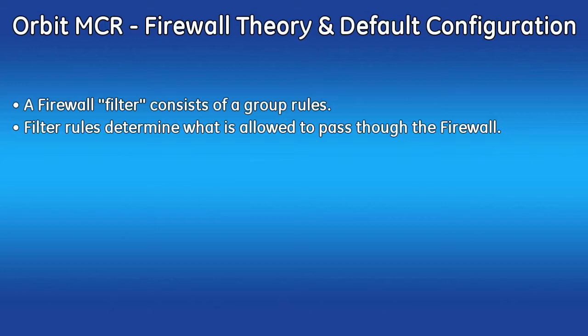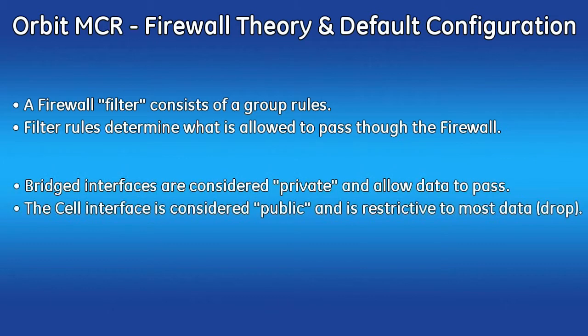These rules determine what IP packets are allowed in and out of the orbit. By default, all interfaces, besides the cell interface, are bridged. This means that they use the bridge IP address and firewall filter settings. Since the bridge is typically not connected to a public network, the firewall rules associated with the bridge allow all traffic to flow in and out. In contrast, the cell is a public interface, and the filters are restrictive and drop most of the traffic by only allowing certain data to pass.